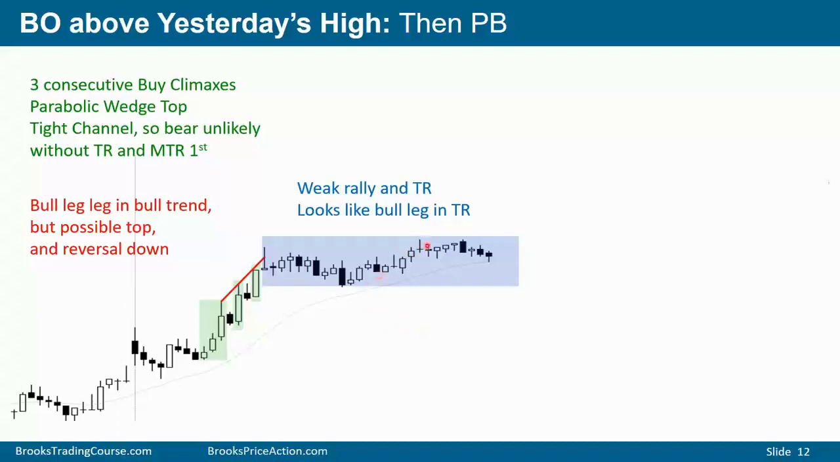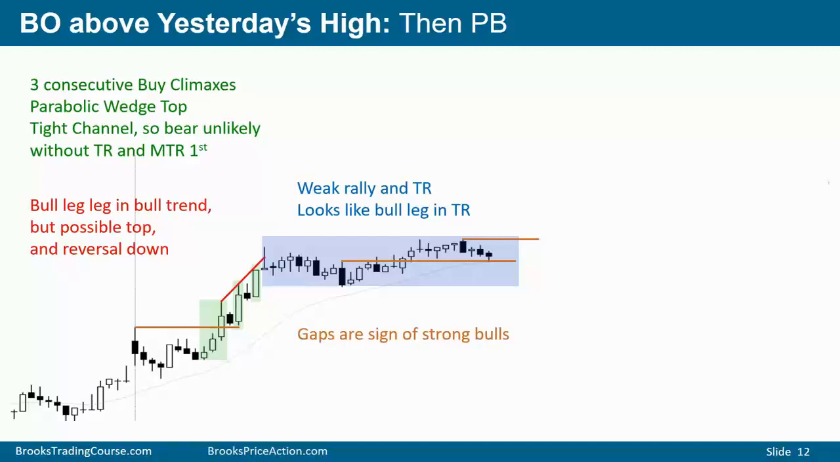Look at this rally. We're trying to resume up, but small dojis overlap, pull back every few bars. Does this look like the resumption of a bull trend, or does this look like a bull leg and what will end up as a trading range? Just like this does not look like a bear trend, it looks like a bear leg in a trading range. This is probably a bull leg in a trading range.